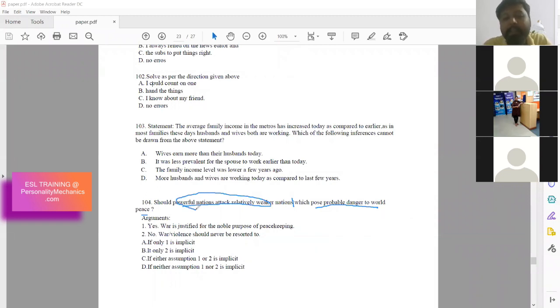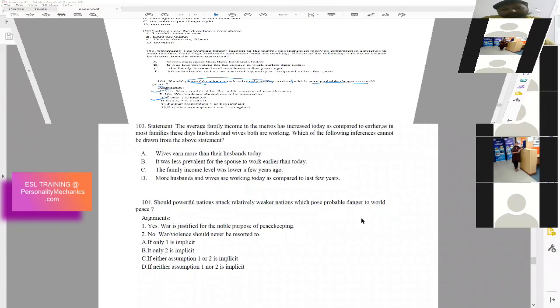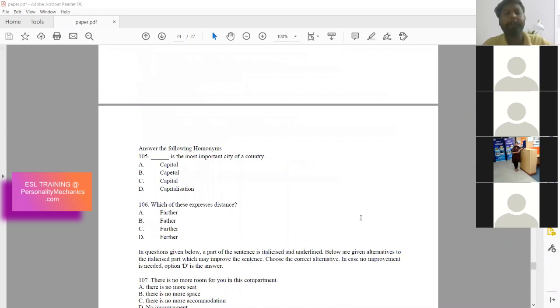And hence, they are inclined towards war if it is justified for peacekeeping, right? So they've already given us a justification. Hence, the only one that is correct is this one, 104. If only one. This. Okay.